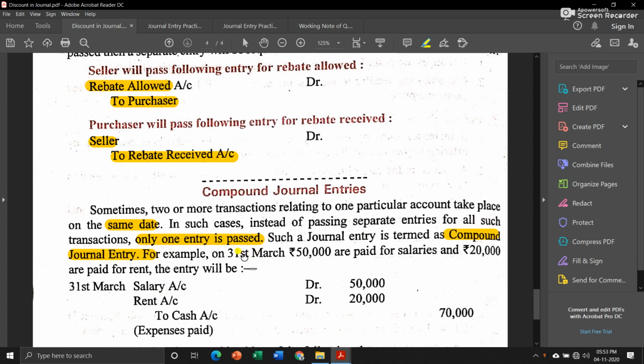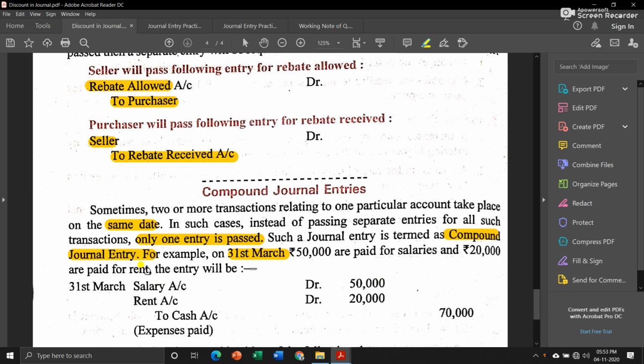For example, suppose on the same date, that is 31st March, 50,000 were paid for salaries, and 20,000 were paid for rent. Now salaries and rent, we know these two are different accounts, but we have to pay cash for salary as well as rent.